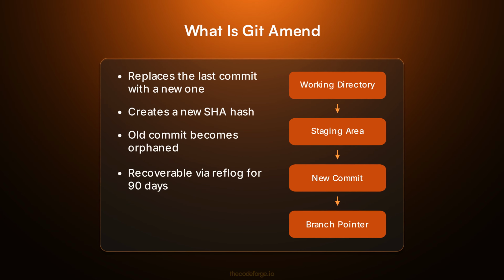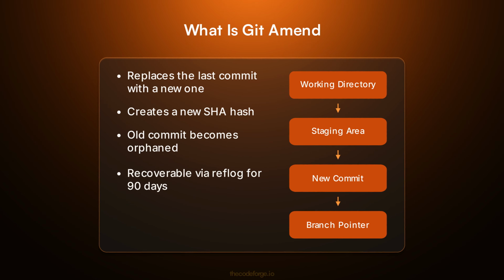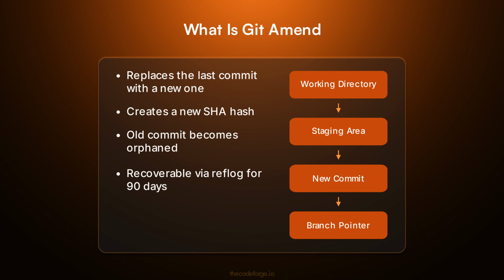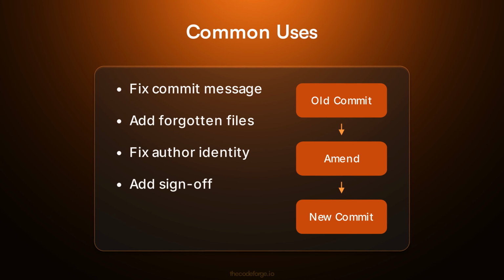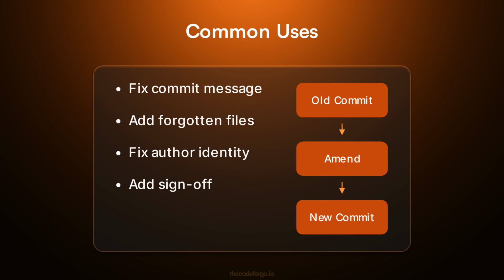Git commit amend is a command that modifies the most recent commit. It doesn't just edit the message, it creates an entirely new commit object with a different SHA hash. The old commit becomes orphaned and is eventually garbage collected. You can amend to fix a typo in the message, add a forgotten file, correct the author, or add a sign-off. Each operation creates a new commit with a new SHA.